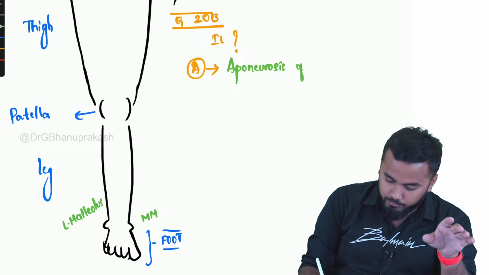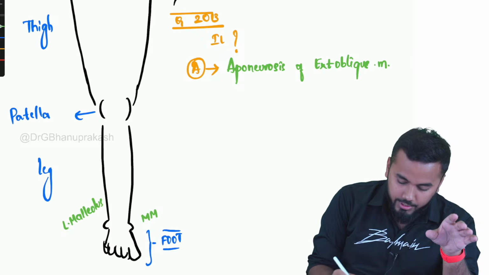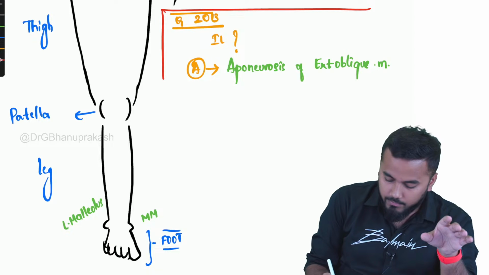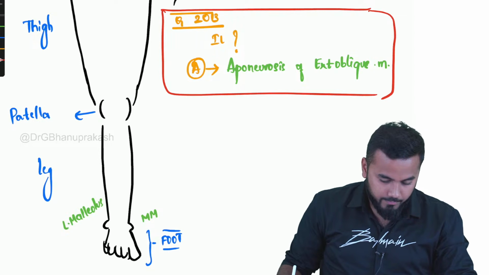Yes, the aponeurosis of the external oblique muscle. Very, very good. Let us continue now. So all of you understood, right?